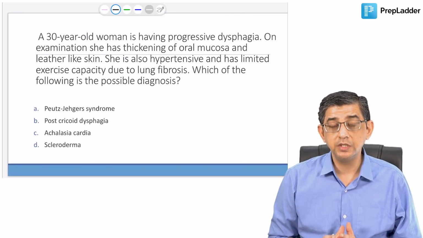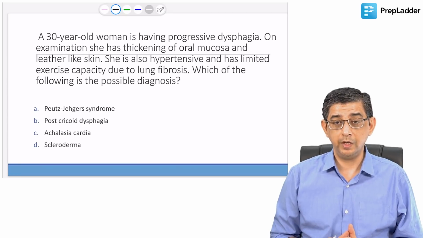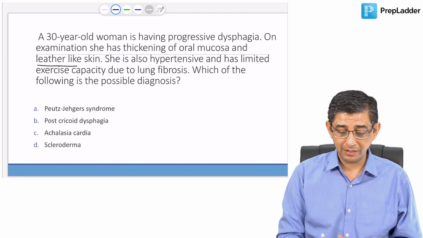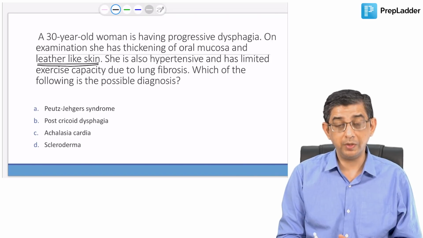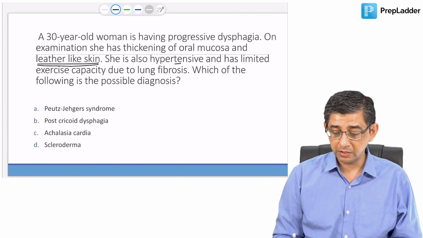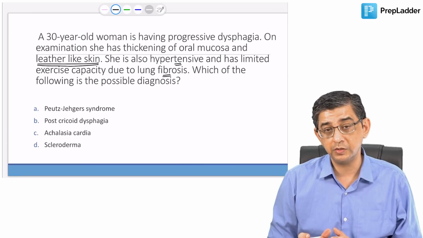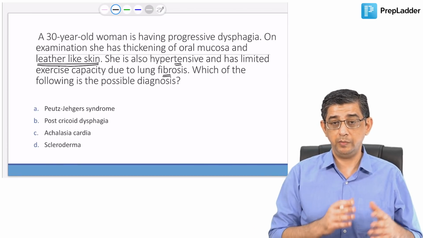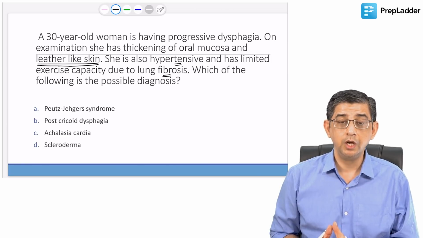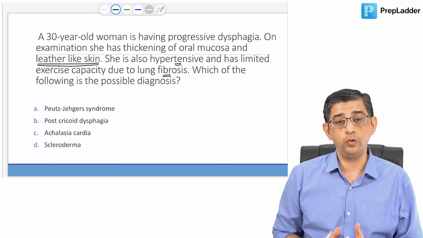Coming to the next question, he's talking about a 30-year-old woman having progressive dysphagia. On examination, she has thickening of the oral mucosa and leather-like skin. Now, that's the key in the question. The leather-like skin would imply that there could be fibrosis. She is also hypertensive. She has limited exercise capacity due to lung fibrosis. So the bottom line for this question is fibrosis everywhere: fibrosis in the skin, fibrosis in blood vessels, fibrosis in the lungs of the patient. What is the diagnosis of this person? The answer would be given clinically as scleroderma.